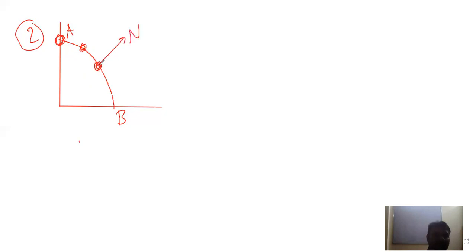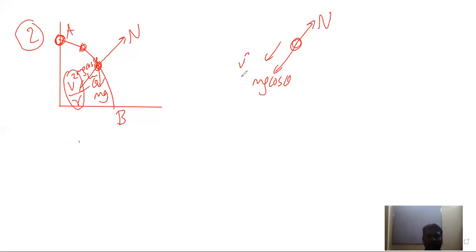Normal reaction is like this, and this is mg. This is acceleration, which is v square by r, because it is circular motion. So in this case, we will have a component of mg. Let us take this angle as theta, so this will be mg cos theta. And this is acceleration v square by r. So the forces acting on the bead are normal reaction, mg cos theta, and acceleration is towards the center, which is v square by r, centripetal acceleration.